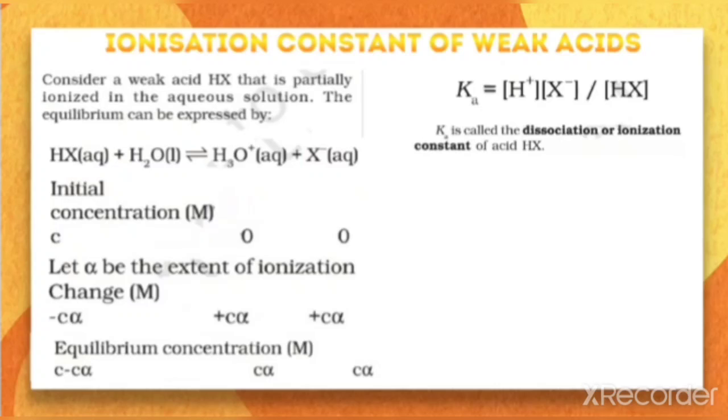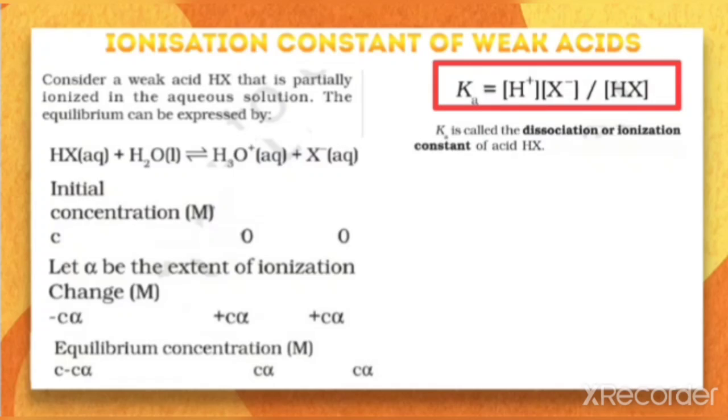Ka is called the dissociation or ionization constant of the acid HX. Now we have got the ionization constant for the weak acid, that is represented by Ka, and its formula is given here. What is that formula? The ionization constant of a weak acid can be represented by the formula Ka is equal to the concentration of H+ times the concentration of X- divided by the concentration of HX. This is called the dissociation or ionization constant of the acid HX.